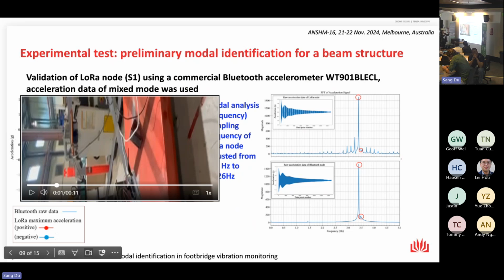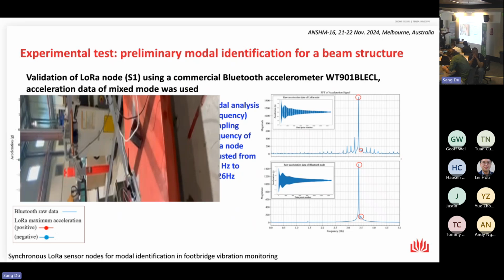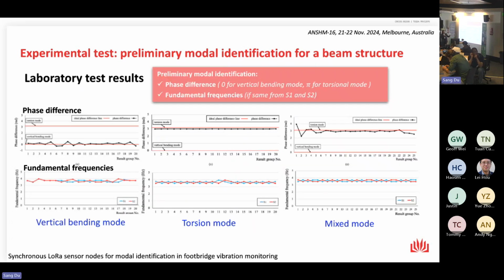Anyway, I used the raw data collected from the mixed mode to do verification with a commercial node to make sure the LoRa node works well. Here is an acceleration data comparison: the LoRa nodes give exactly the same shape of acceleration data, and they give almost the same fundamental frequency as the commercial node. After confirming the accuracy of its onboard calculation, we decided to do the laboratory test.